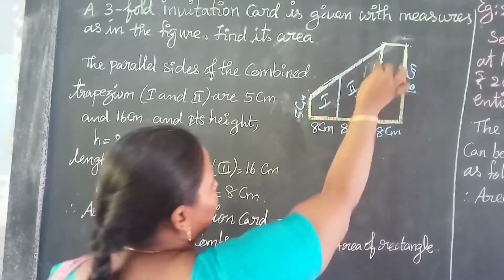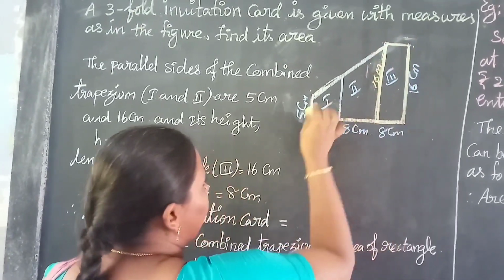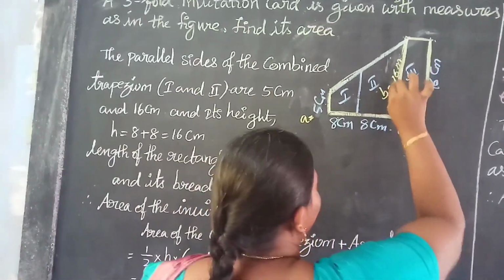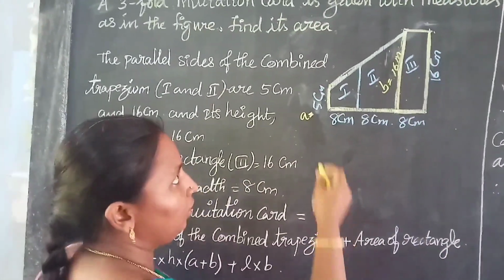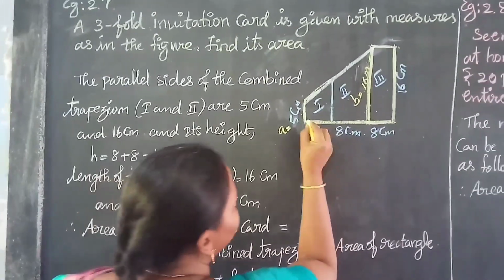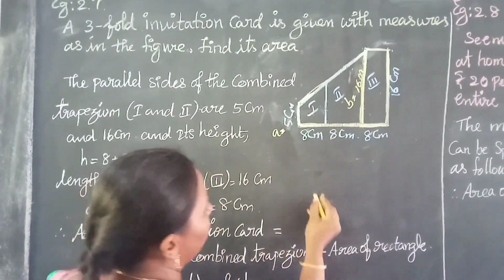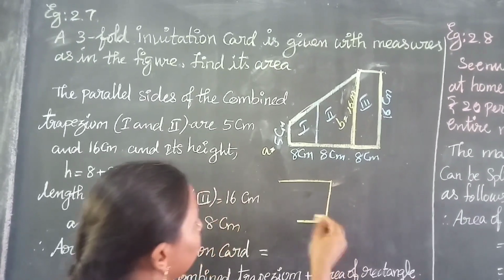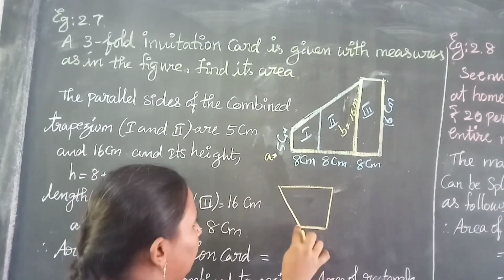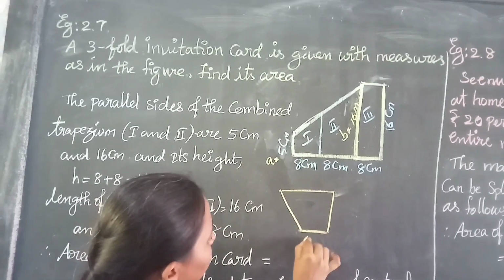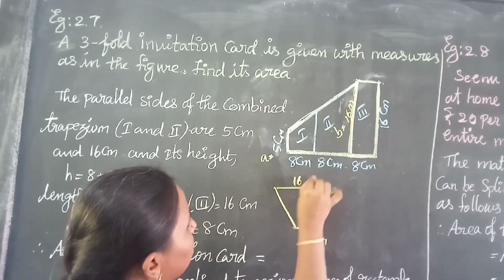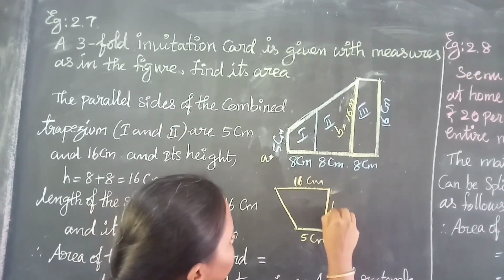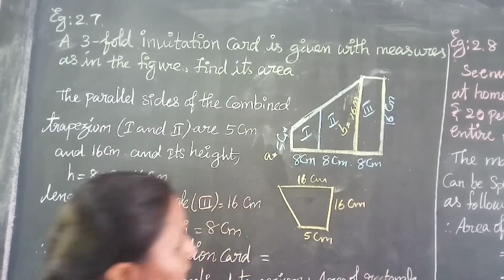So this one is one parallel side, and this is the other parallel side. Then a value will be 5 centimeter and b value will be 16 centimeter. So now what is the height of this trapezium? This one should be the height, so I will draw it like this here. Okay, so this is 5 centimeter, this one is 16 centimeter. The height they have given is the perpendicular height, 8 plus 8, so you will get 16 centimeter.